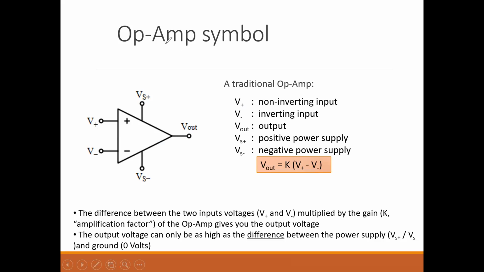Why it is called as operational amplifier? Anybody? What is the reason?